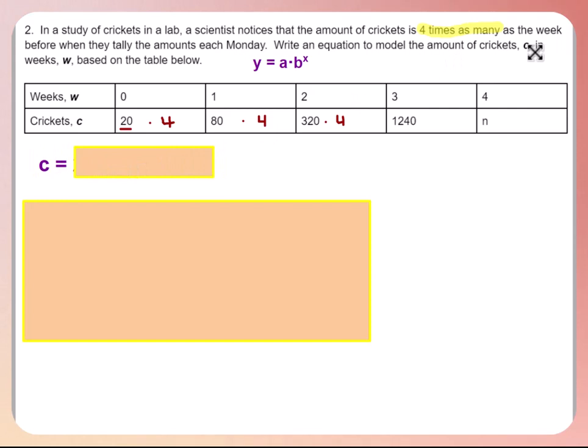C, we're going to use C for crickets, so we're going to replace Y with C. Okay, and X is going to be replaced with W for weeks. X is always time. So we start with the initial amount 20. That's what our A is. Our growth factor is 4, so we're going to multiply by 4, raised to the W. Remember, we're exchanging Y with C. Crickets is our outcome. Our Y is always outcome. And our time is W. Time is always going to be our X value.